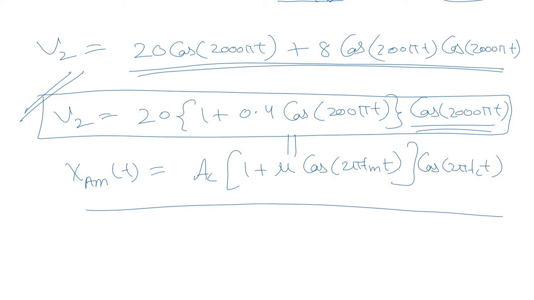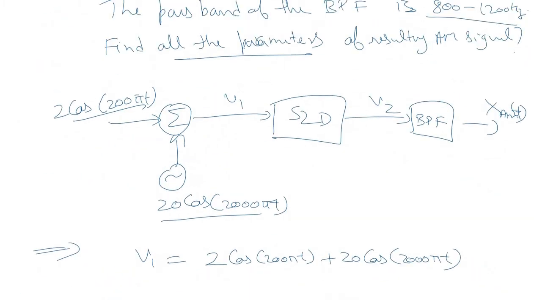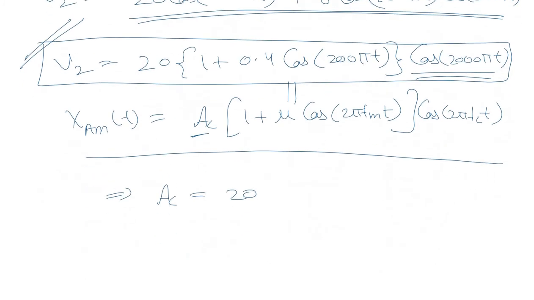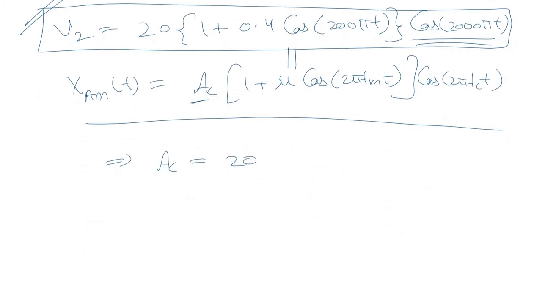So from this expression we can say that Ac, the amplitude of the carrier, is what? Ac, we have already seen, is 20, and it is given to us also. We can clearly see from here the Ac amplitude is 20, right? Fine. Modulation index comes out to be 0.4. All right. fm comes out to be 100. fc comes out to be 1000. These are in hertz.